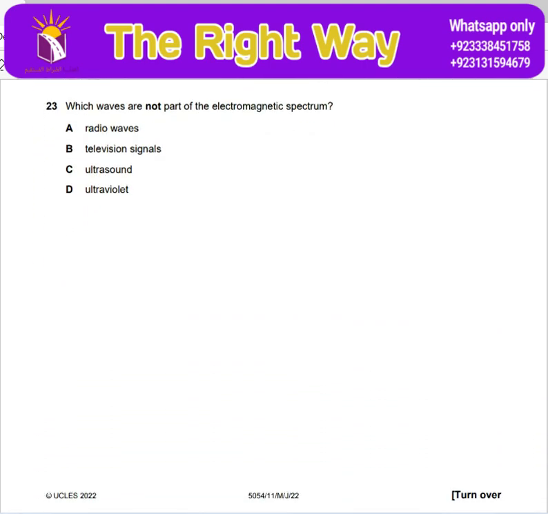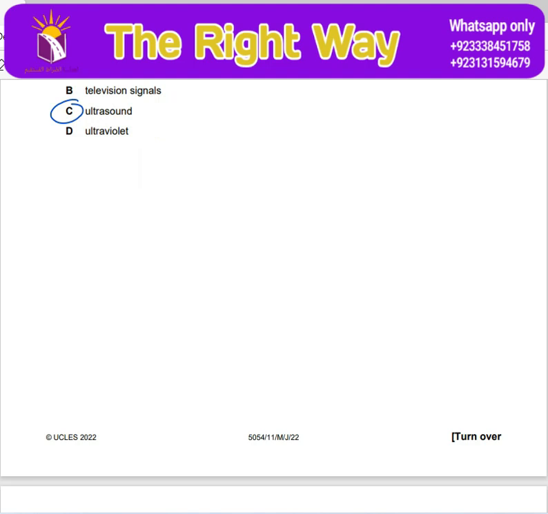Which waves are not part of the electromagnetic spectrum? Radio waves are a part of the electromagnetic spectrum. Television signals and infrared signals are a part of the electromagnetic spectrum. Ultrasound are not EM waves, these are sound waves. So these are not part of the electromagnetic spectrum, while ultraviolet is part of the electromagnetic spectrum.